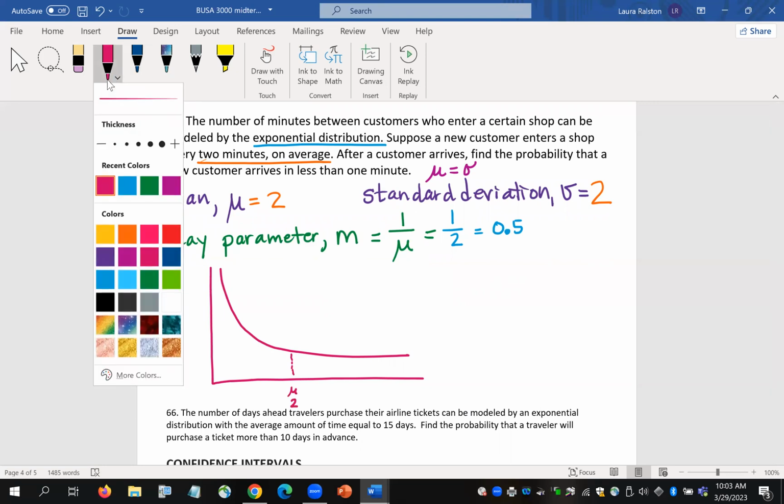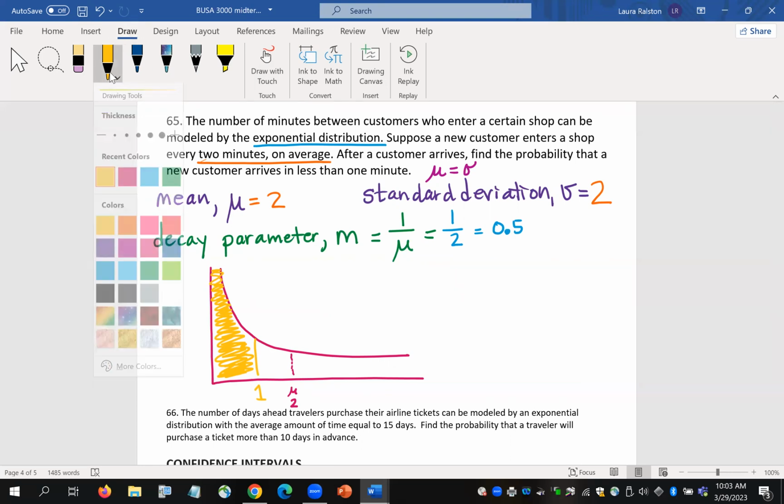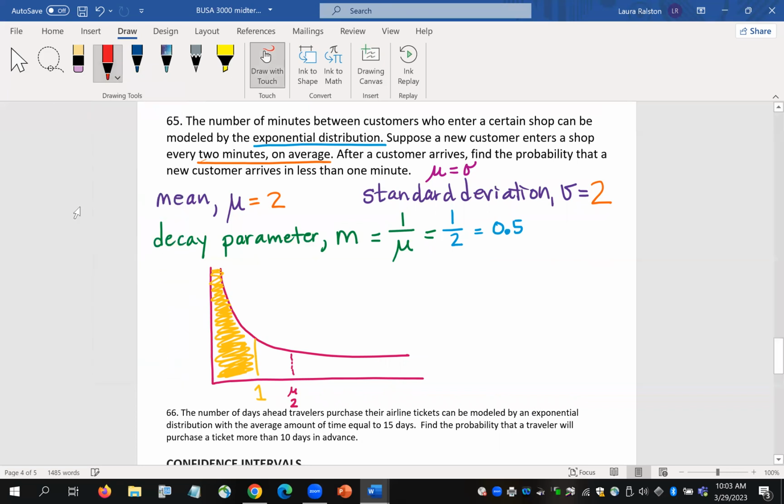And the question asks us less than 1. So 1 would be here, and we want to be less than that. So we're looking for this yellow shaded region. Notice it's less than 1, and less than is to the left.